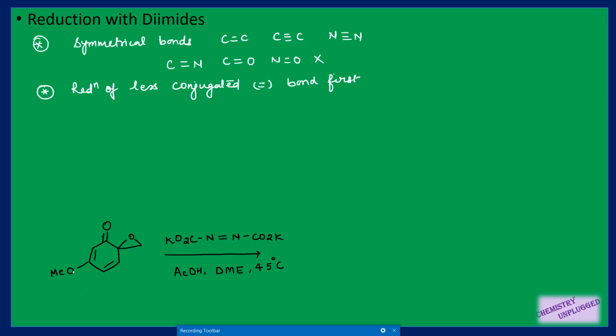For example, in this case you have two types of double bond here, right? Functional groups will remain unaffected. So here I have a ketone and an epoxide, these two will remain unaffected. Then I have this double bond, it is conjugated with this ketonic bond as well as with this one, and this double bond is only conjugated with this one, so this will be reduced only, right? Other things will remain unaffected.